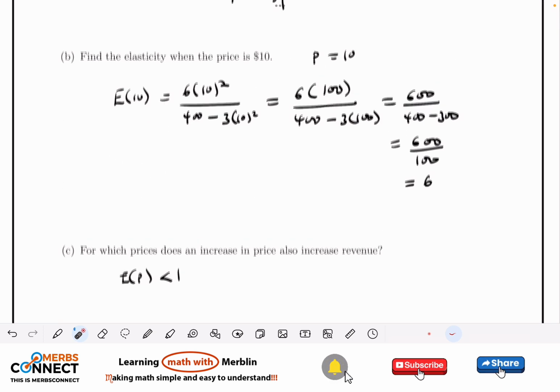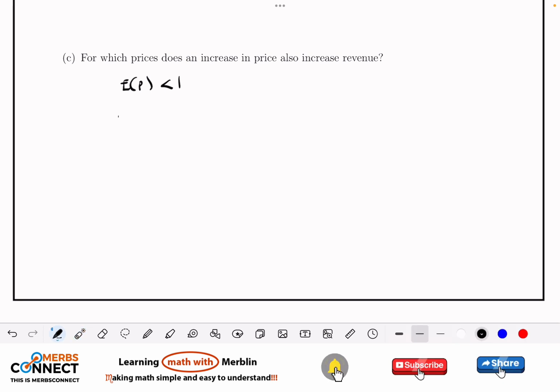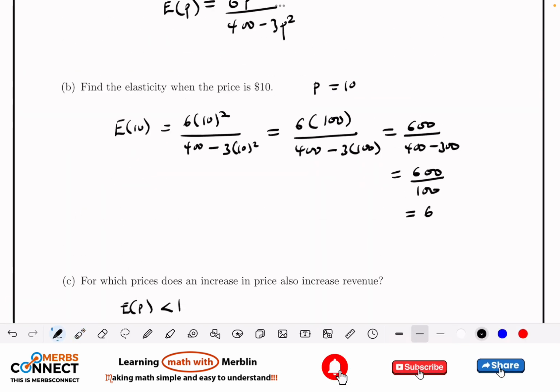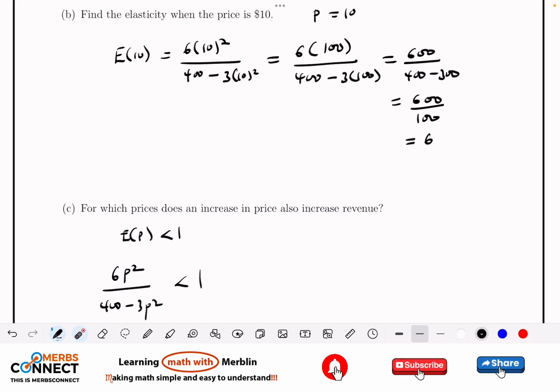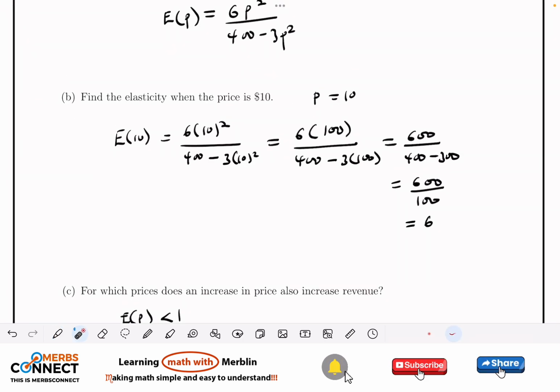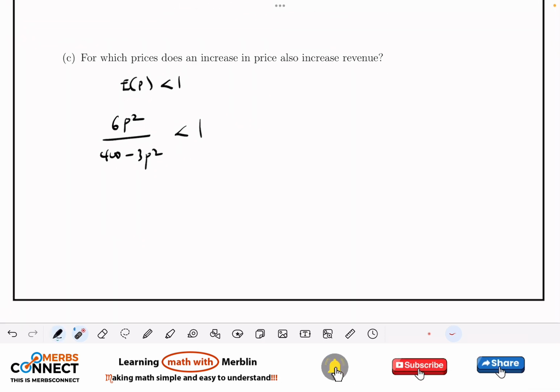What is E of P? E of P is this: 6p squared divided by 400 minus 3p squared, less than 1. I just do substitution, replacing this with this, because this is the same as E of P. So that's what I'm going to get. Now I just need to find P.